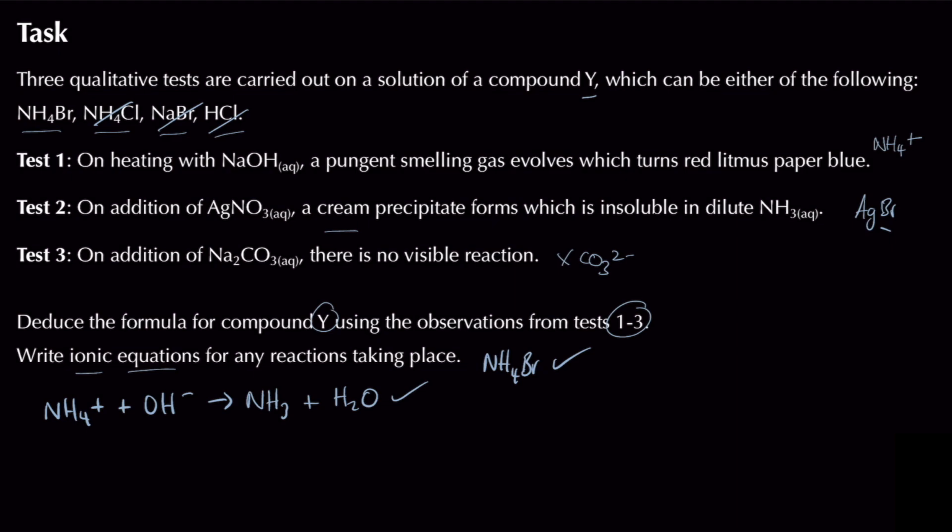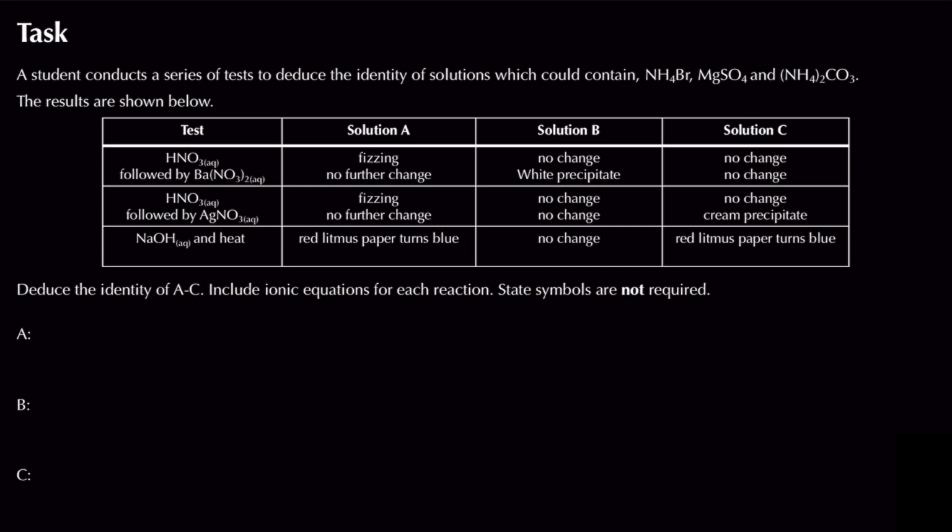There's our first equation. Our second equation, we've actually got our silver ions, which of course are going to react with our bromide ions, and we end up producing our silver bromide precipitate itself, and there's that one done as well. So moving on then, feel free to pause the video and have a go at the following question, a Year 2 style question when it comes to qualitative analysis. Resume once you're ready to go over the answers.